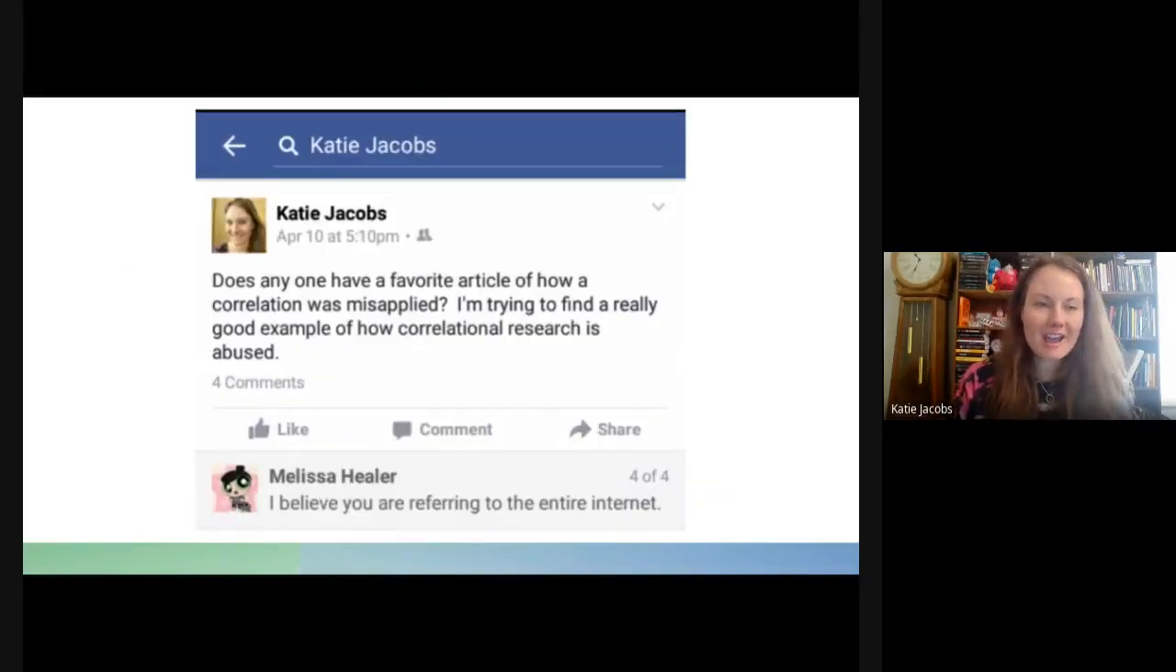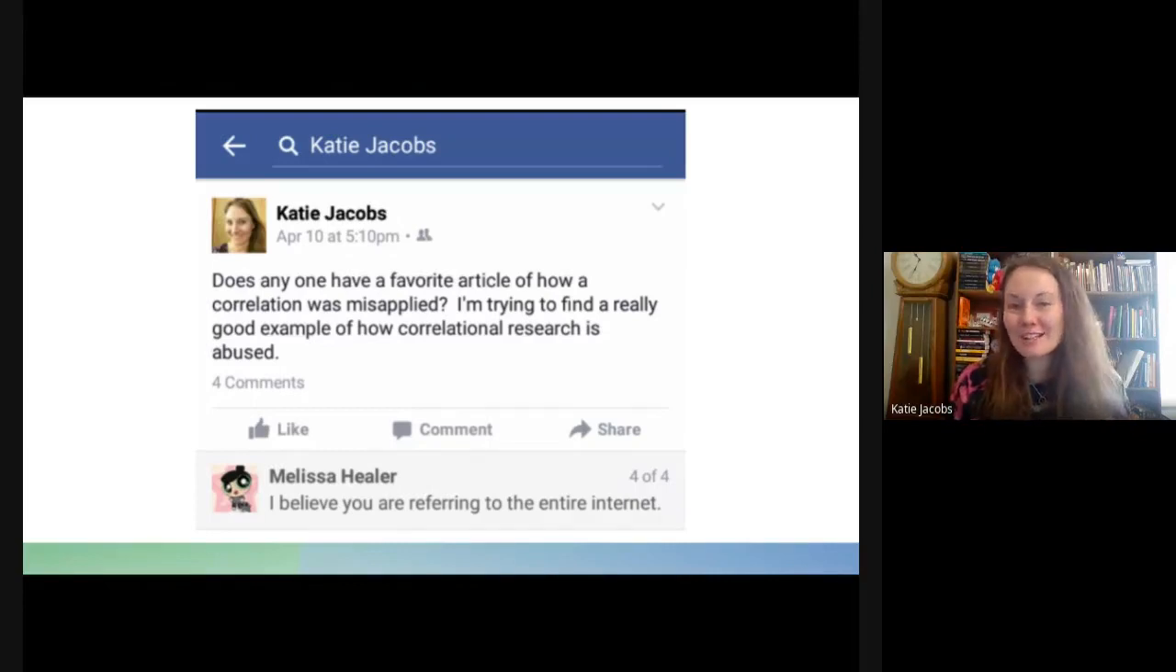So I had this posted on Facebook a long time ago, and I said, does anyone have a favorite article of how a correlation was misapplied? I'm trying to find a really good example of how correlational research is abused. And one of my friends put, I believe you're referring to the entire internet. And I kind of laughed because that's really, really true.